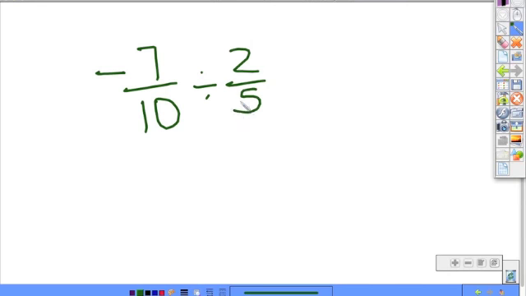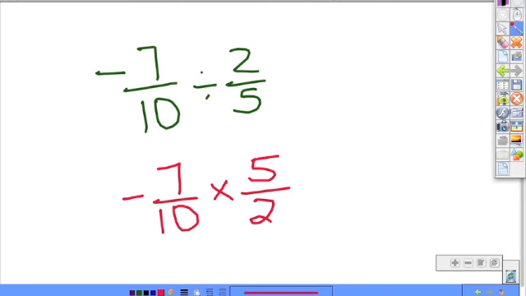Okay, let's try negative 7 over 10 divided by 2 over 5. So now we're dealing with a positive and a negative number. Okay, so we have negative 7 over 10 because we don't mess with that first guy. Change the sign to multiply, and 5 over 2. Okay, I can see right away that my 5 and 10 can be canceled out. This becomes a 2. This becomes a 1.